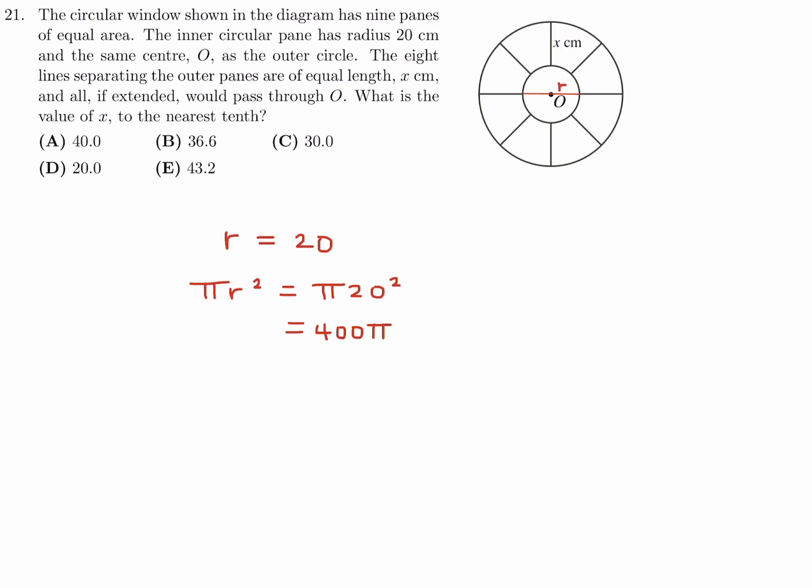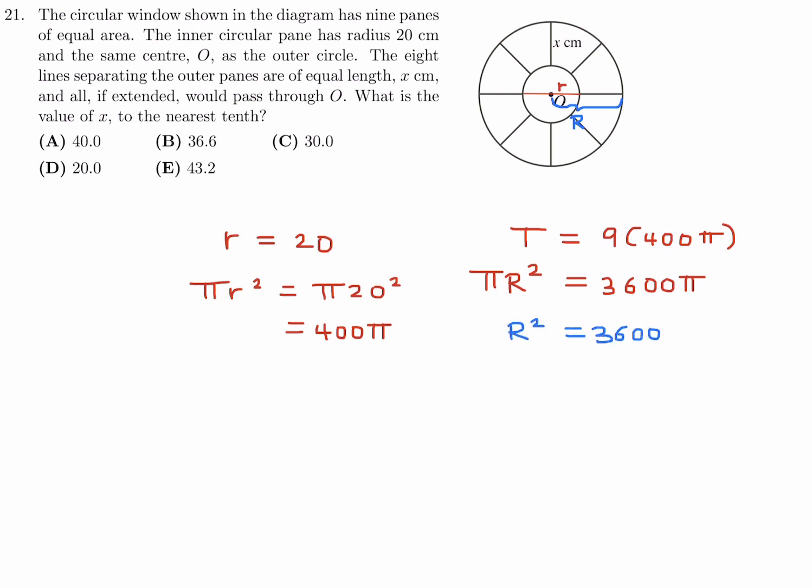So the total area is 9 times 400 pi, correct? And that's 3600 pi. And that is equal to pi big R squared, where big R is the radius of the big circle. So it would basically be from here to here. We call that big R. And we can solve for this. The pi's cancel first of all, so you're just left with R squared is equal to 3600. And if you take the square root, R will be equal to 60.